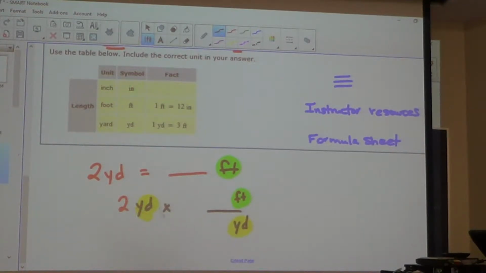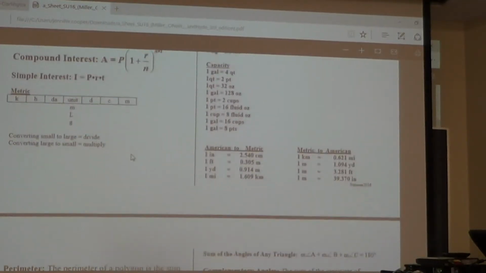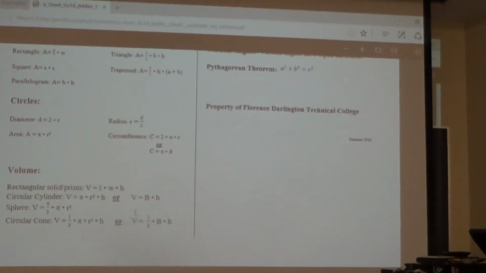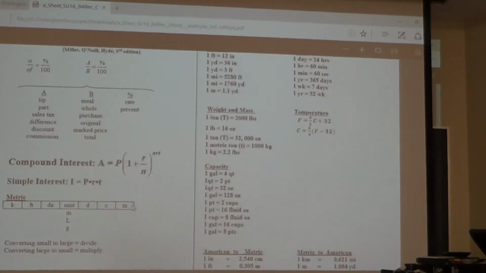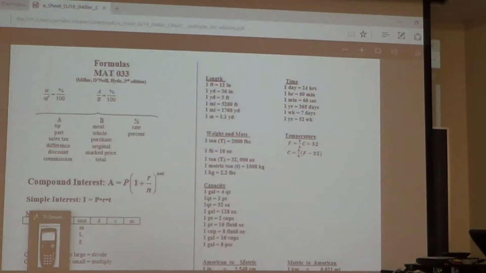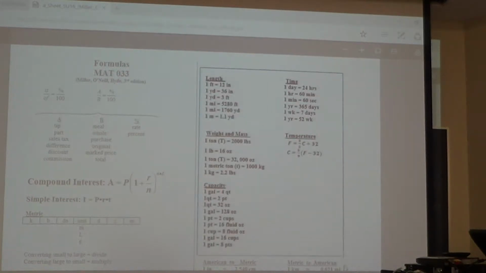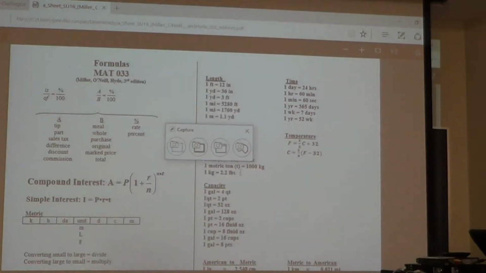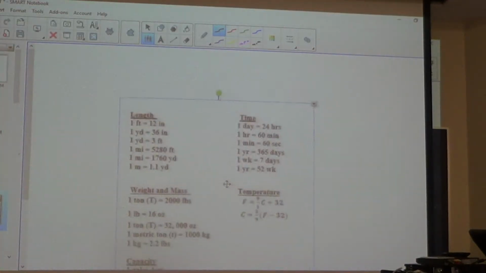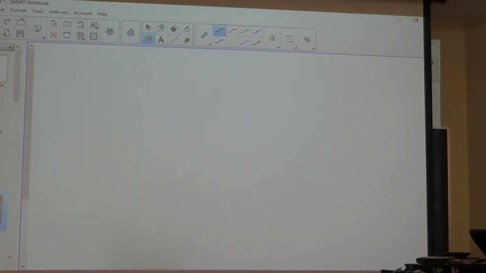We want the yards to go away and turn into feet. So if we pull up our formula sheet, these are all my sums. I'm going to take these sums and put them on my notes so that we can have them. So these are all the sums. And if you've lost your purple sheet or you don't know where your formula sheet is, just let me know.